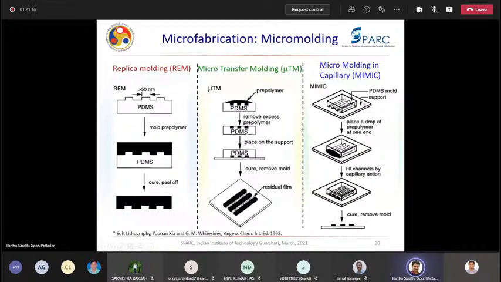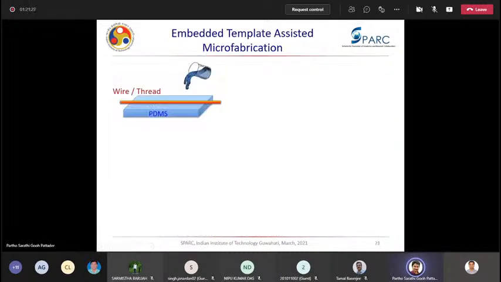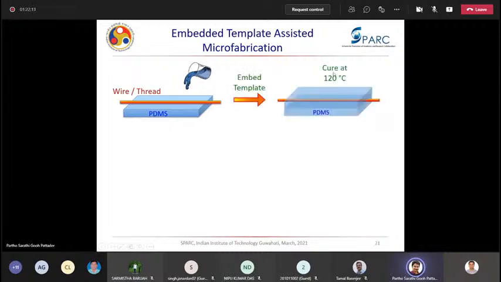Okay, so now the main part is template assisted microfabrication. This is important because it is a very simple technique, and using it you can prepare your own microchannel. Initially we take a very thin film of cured PDMS. Then you place a micro wire or micro thread of whatever dimension of microchannel you need on top of it, and you pour PDMS again, two parts, the Sylgard cross-linker and the oligomer, mixed together. Then you cure it at 120 degrees centigrade for say 6 hours, or leave it overnight.